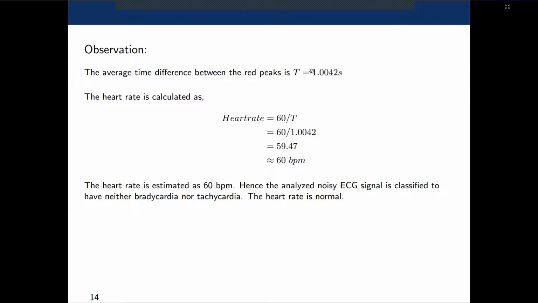And that is estimated as 1.0042 seconds, which gives a heart rate of 60 BPM. The heart rate is estimated at 60 BPM, and hence the analyzed noisy ECG signal is classified to have neither bradycardia nor tachycardia. The heart rate is normal.